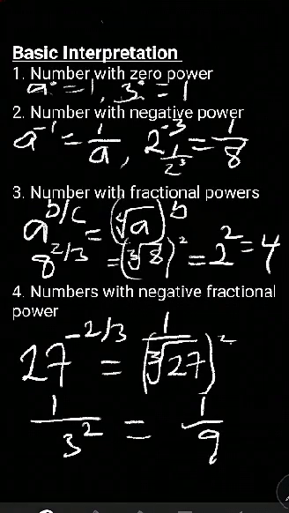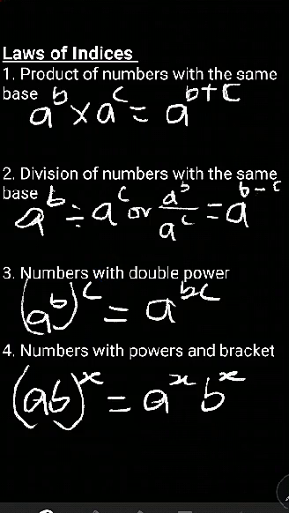Okay, so we can look at the laws or the rules of indices. The first one here is product of numbers with the same base. So we have a raised to power b times a raised to power c. Don't forget product of numbers with the same base. So the same base is what we have here. This is a and this is a. So what do we do? If this one is times, that is the product of numbers with the same base, we take one of the bases, which is a, and we add the powers, which is b plus c.